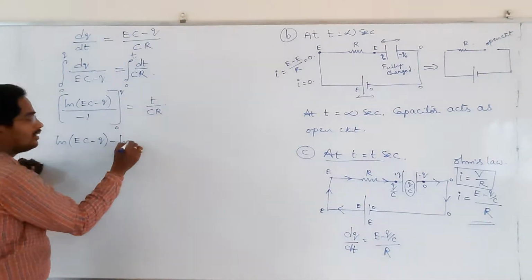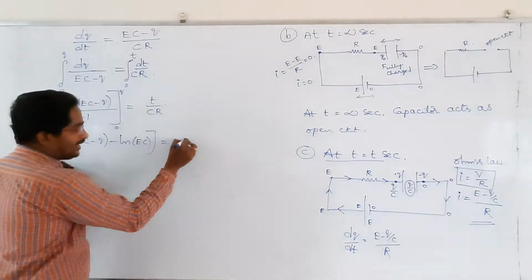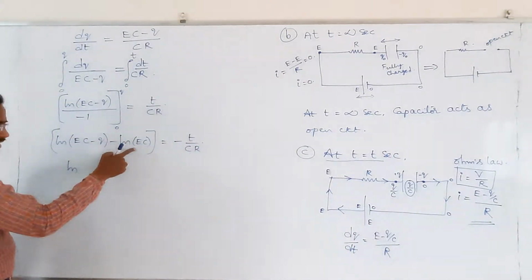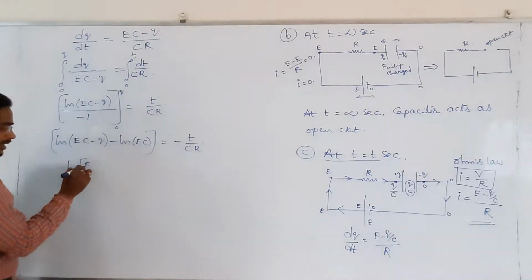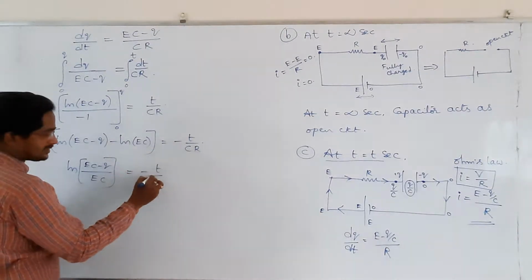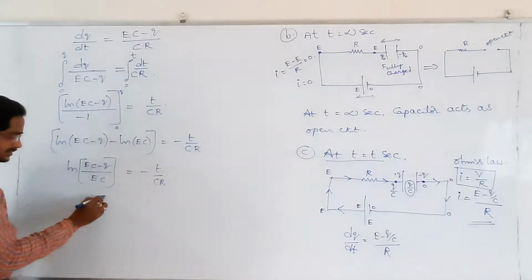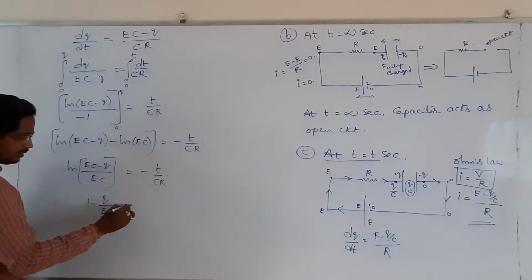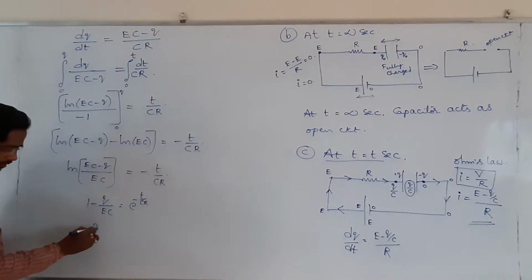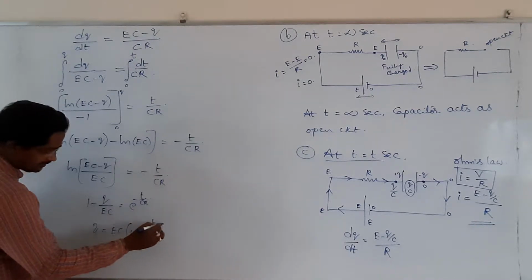If you put 0 here, we are getting EC, equal to minus t by CR. It is in the form log A minus log B. That means ln of (EC minus q) by EC, that's equal to minus t by CR. If you take exponential on both sides, 1 minus q by EC equals e power minus t by CR. Or then q equals EC into 1 minus e power minus t by CR.